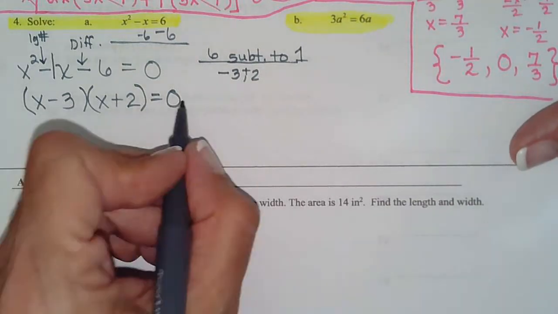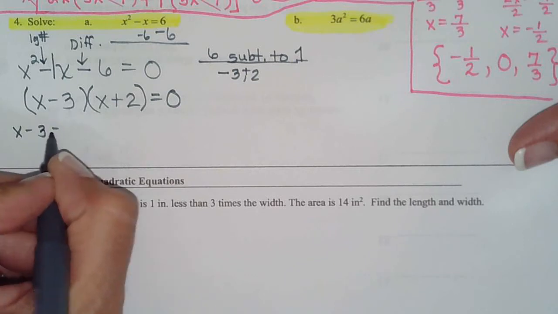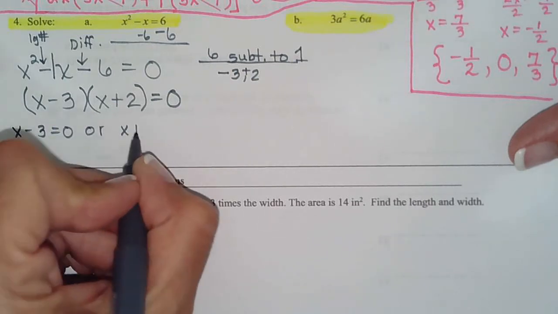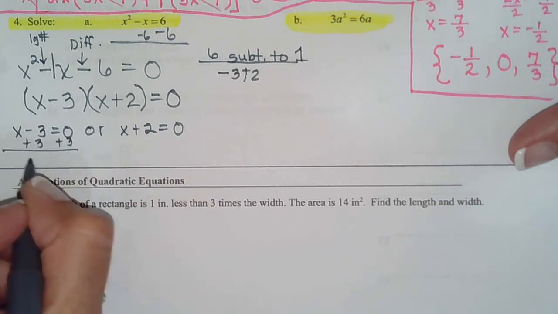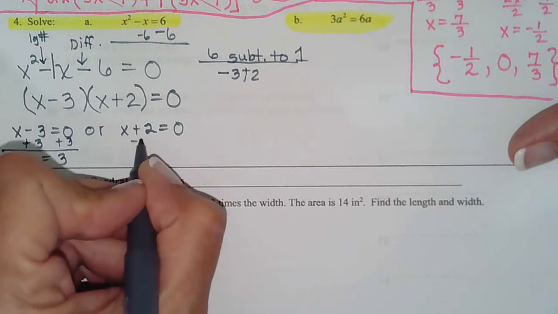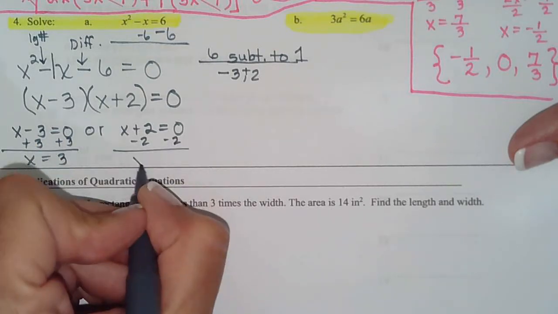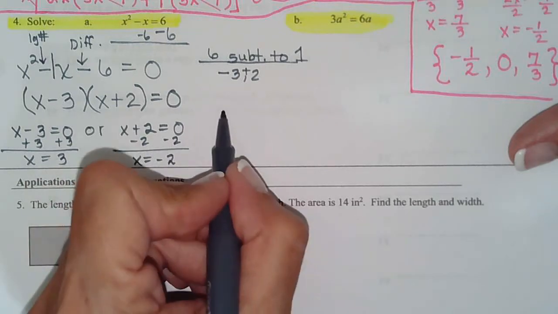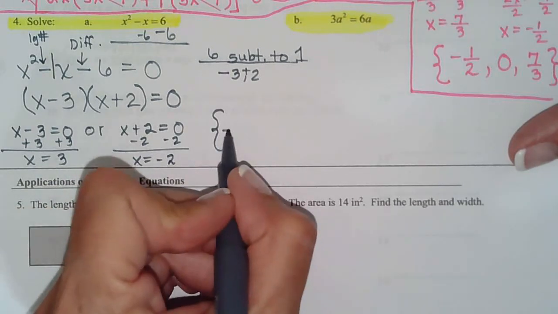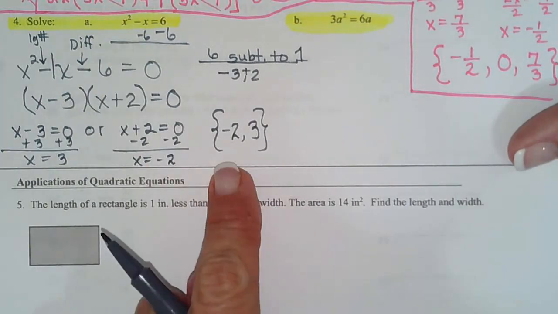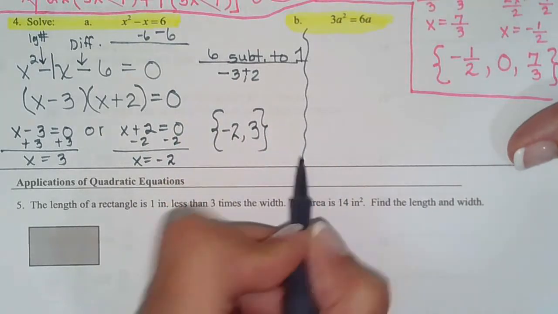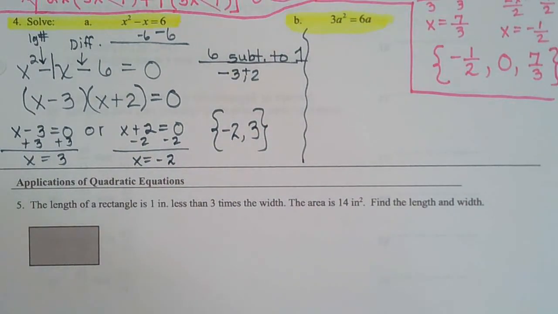So if A times B equals 0, either A is 0 or B is 0. So this gives me my first solution of 3, and my second solution is going to be negative 2. So our two solutions are negative 2, positive 3. And the highest power is 2, so that makes sense that we got 2 solutions. So hopefully you did that one right. That's about as easy as they get. They're not going to get any easier than that.